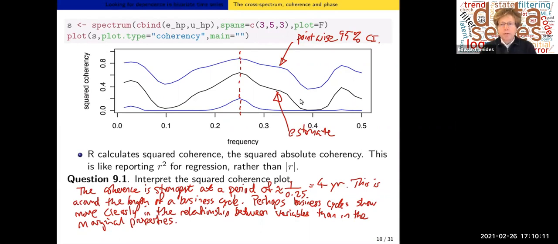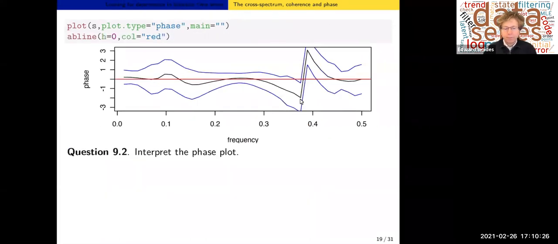Okay, so perhaps for our immediate question of looking at relationships, lead-lag relationships, the phase is more important for us than the coherency. So let's look at the phase. Here's the phase plot, and I put on a horizontal line at phase 0. This corresponds to unemployment and life expectancy oscillating in phase.